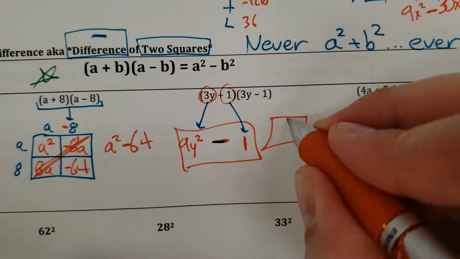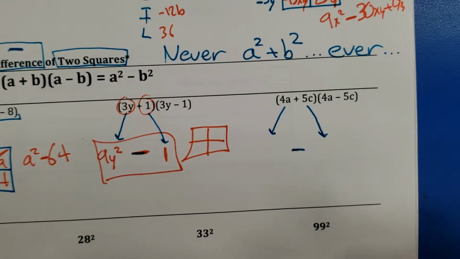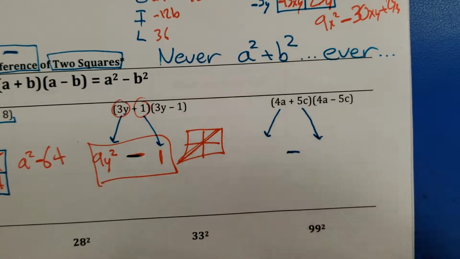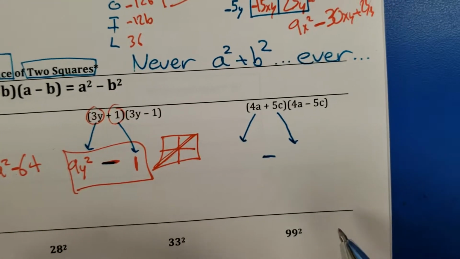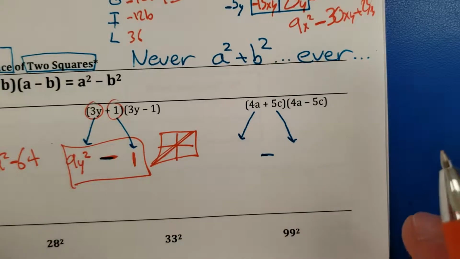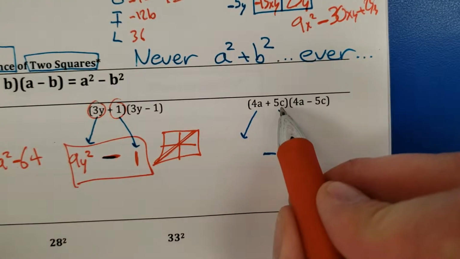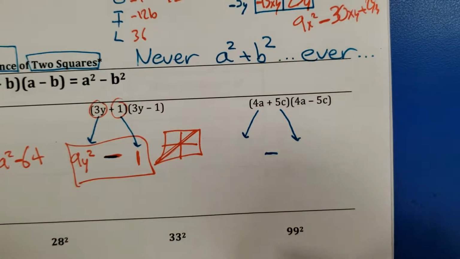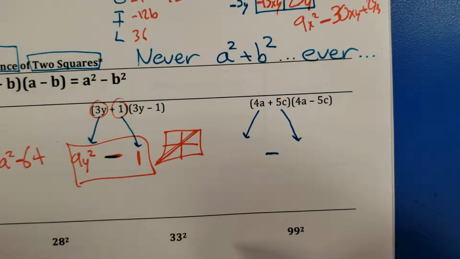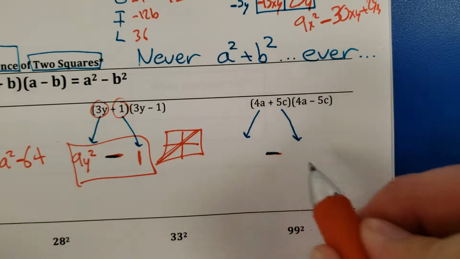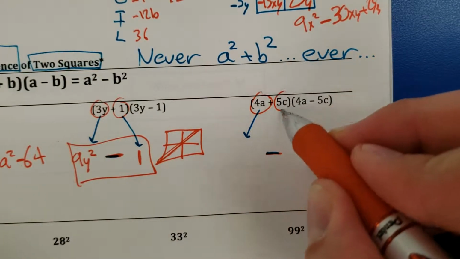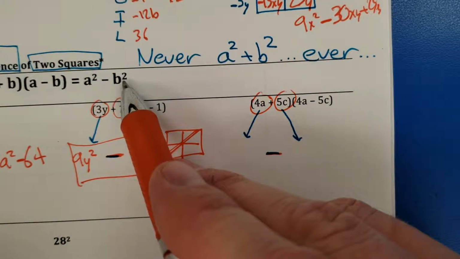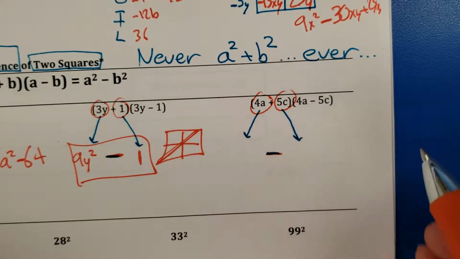Don't believe me? Make a polybox, prove me wrong. I guarantee these two things would cancel, and you're left over with those two pieces. Okay, difference of two squares. 4a plus 5c, 4a minus 5c. Weird, it's the same two binomials, but one's a plus and one's a minus. It's going to end up as a difference of two squares. So all I do is I square the first piece, and then I square the second piece, and it's a difference of the two squares.